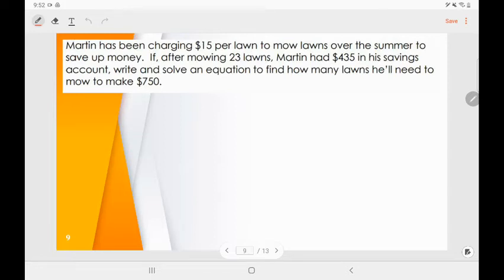So let's read. Martin has been charging $15 per lawn to mow lawns over the summer to save money. Ding, ding, ding. That is a rate. That is my M. Notice the per lawn. After mowing 23 lawns, Martin has $435 in his savings account. Okay, notice it doesn't say he starts with 435, so this isn't a starting value. It's saying at 23, he has 435. That is an input and an output, so that is an ordered pair.